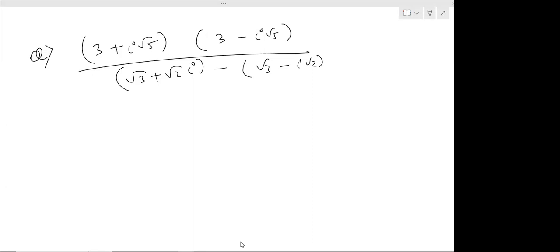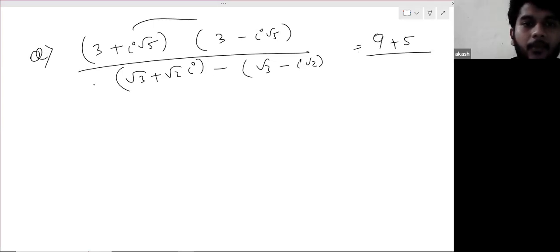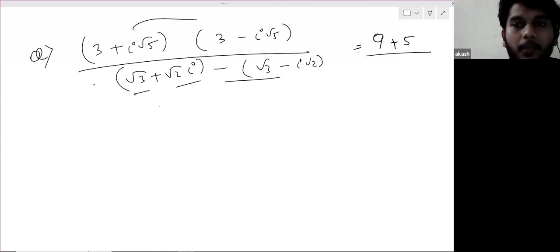Sir, is it 7 by root 2i? Okay, how to solve this? This is a plus b, a minus b, right? So 9 plus 5 upon, this is root 3 minus root 3 is 0, plus root 2i plus root 2i. So 2 root 2i.